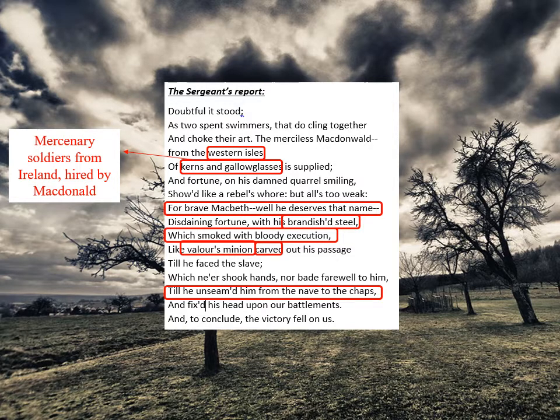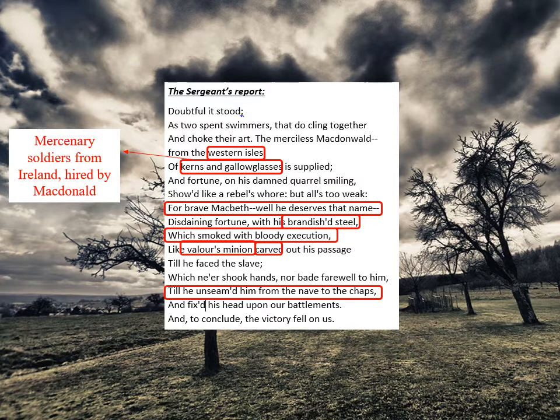And then in the line below that, "which smoked with bloody execution." The use of that verb "smoked" there really tells us something about the level of skill that Macbeth has when it comes to fighting in battle. He's clearly someone that knows what he's doing when it comes to fighting.